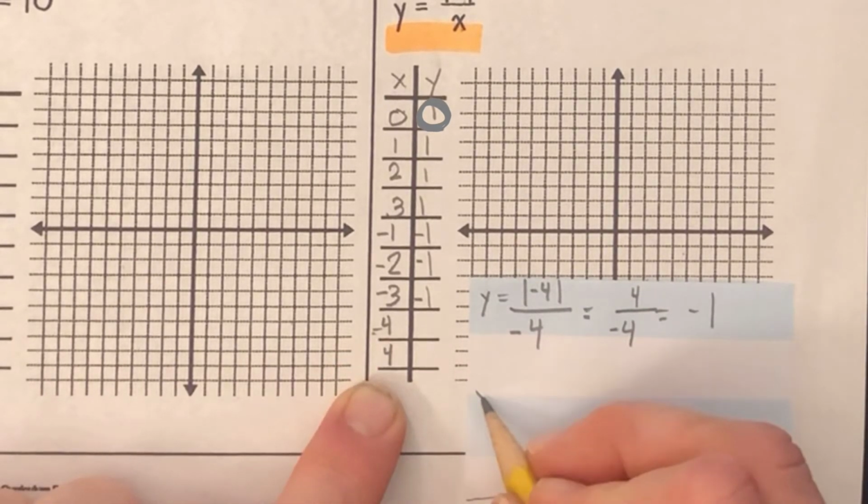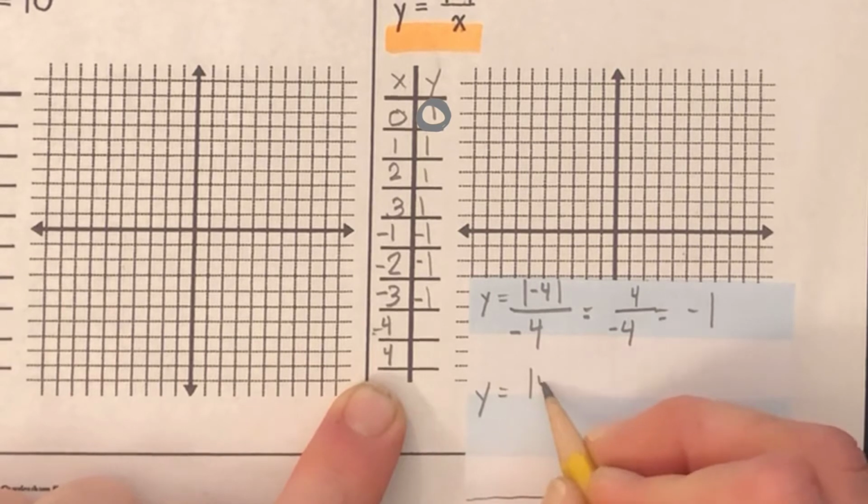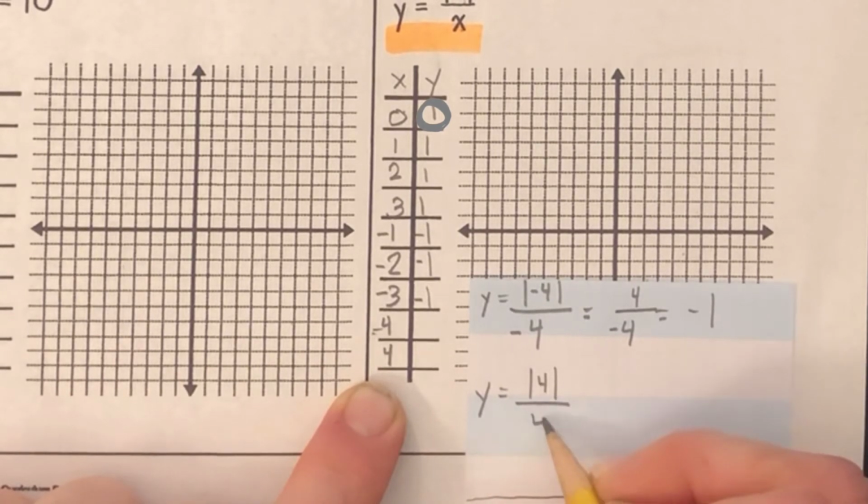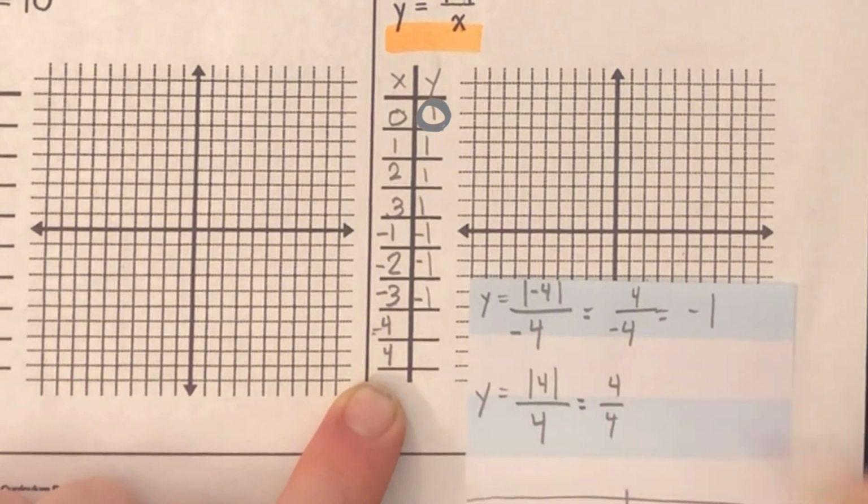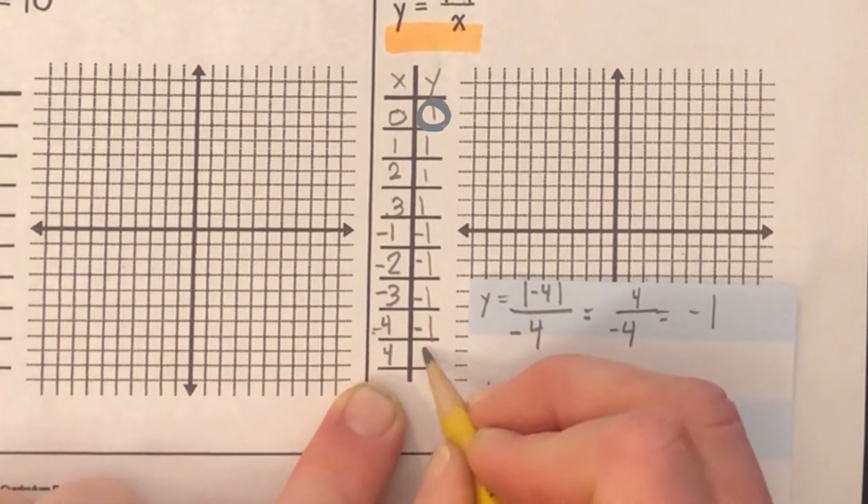And then y equals the absolute value of 4 over 4. Well, that would be 4 over 4, which equals 1. That's negative 1, and that's 1.